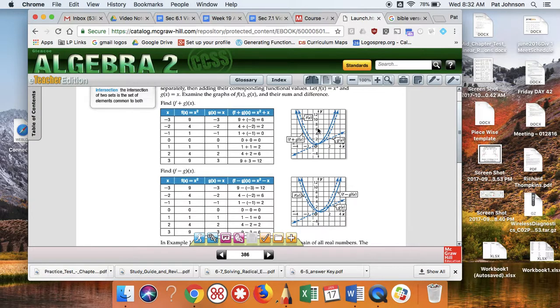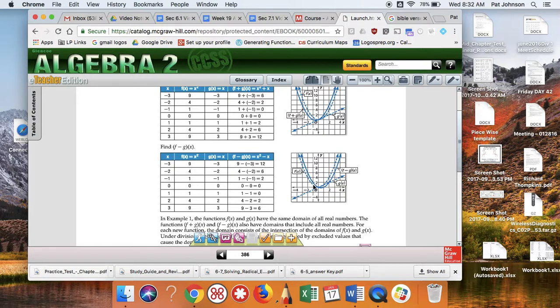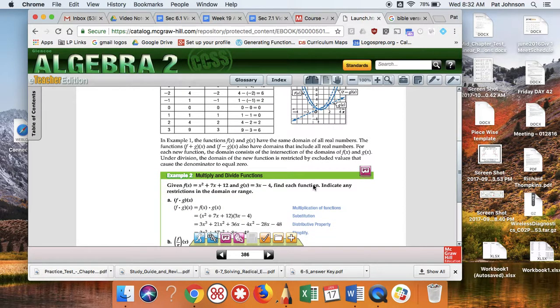The domain is still all real numbers. Same thing when we find the difference. They did the same thing here, and the domain's the same. So the domain is just going to be the intersection of the two functions. Unless there's a restriction, it should be all real numbers.